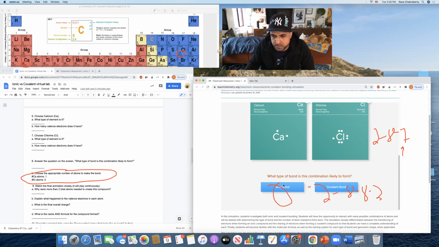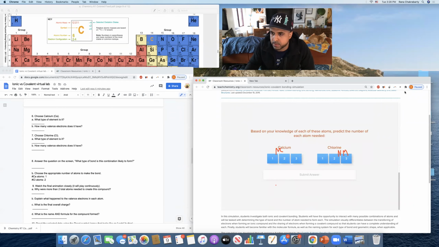So calcium, and first, is it ionic or covalent? It's ionic because it's a metal. Metals are in red, non-metals are in blue. So if you have a metal and a non-metal, that is ionic. Ionic compounds are always metal and non-metal. Then it says predict, but the answer is right here. It's 1 calcium atom, 2 chlorine.